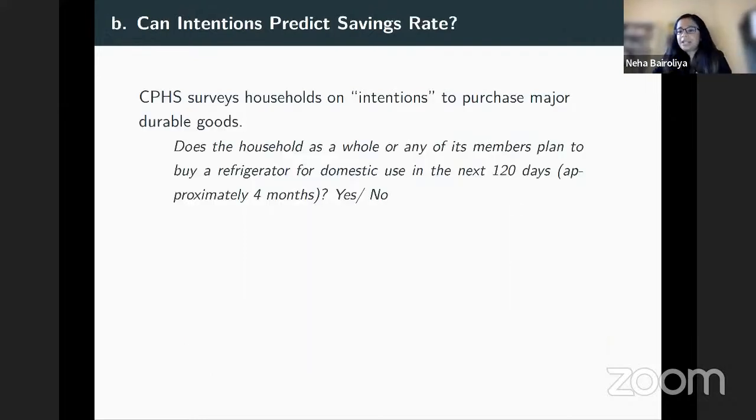Next, we look at intentions. A good thing about this survey is that households report their intentions to purchase a particular consumer durable over a very short period of 4 months. It's a very tight window, not a long horizon plan, but it can give us a sense of whether these intentions are predictive of savings rate.